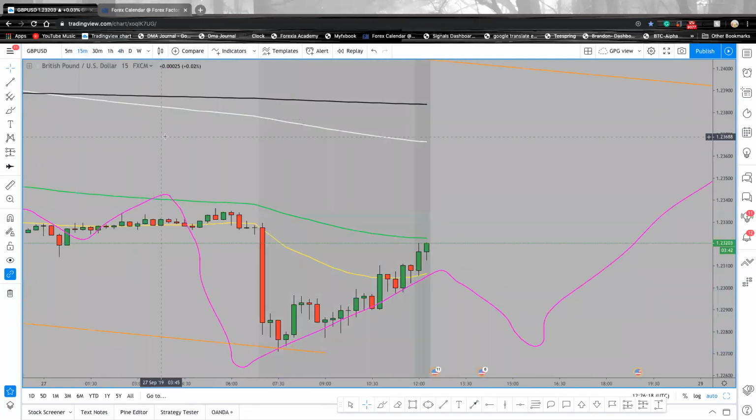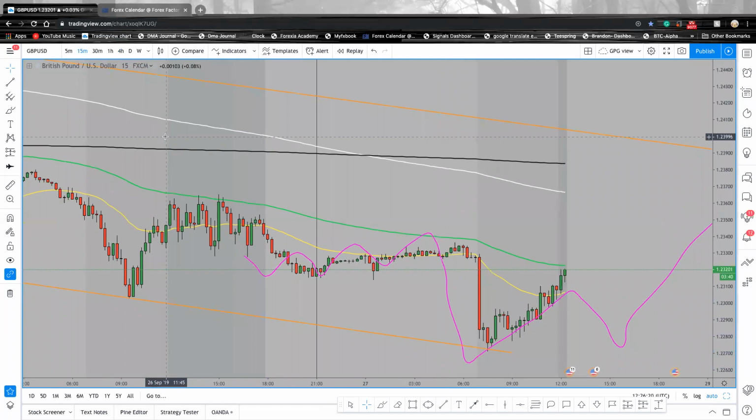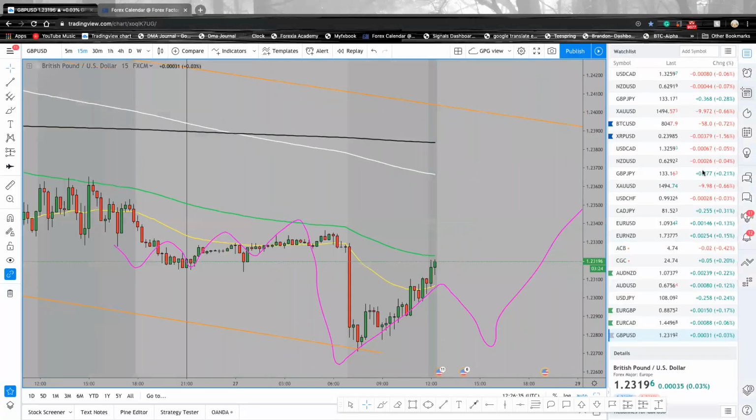It's the black EMA. It's 1440. Yeah, it's 480. The white one's 480. The black one is 1440. The TP on NZDUSD.